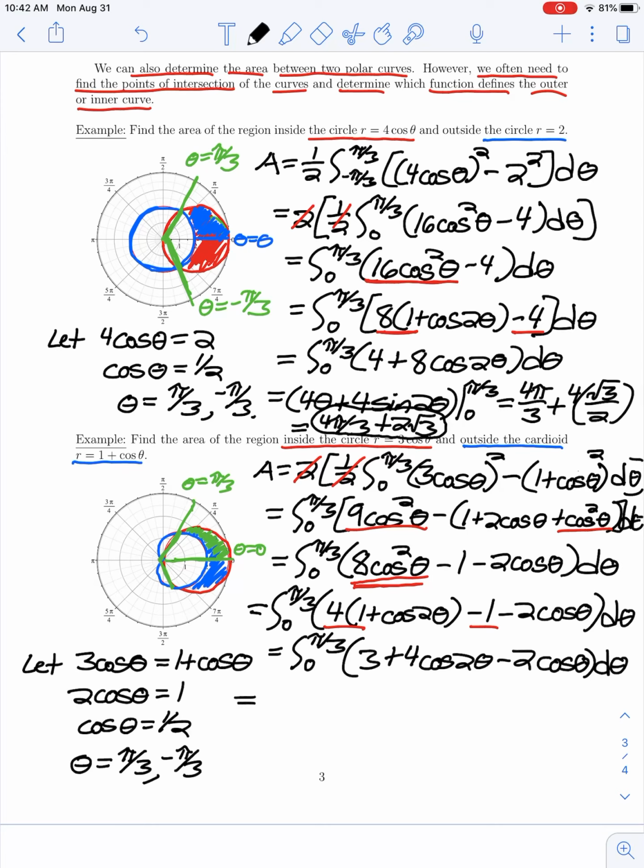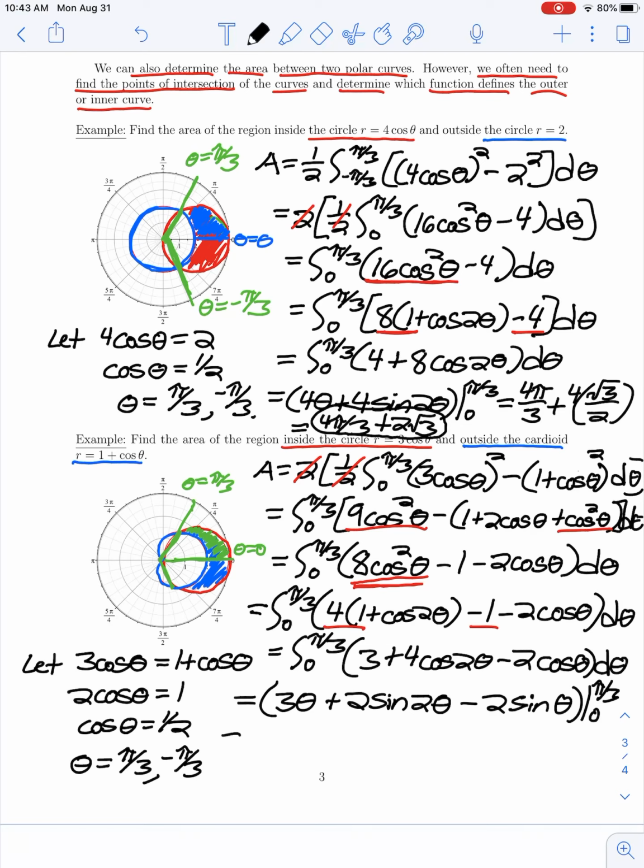So finally, I'm ready to find my antiderivative. So we have for this function, 3 theta, plus the antiderivative of 4 cosine of 2 theta would be 2 sine of 2 theta. And then minus the antiderivative of 2 cosine theta would be 2 sine of theta, which we're then evaluating from 0 to pi over 3.